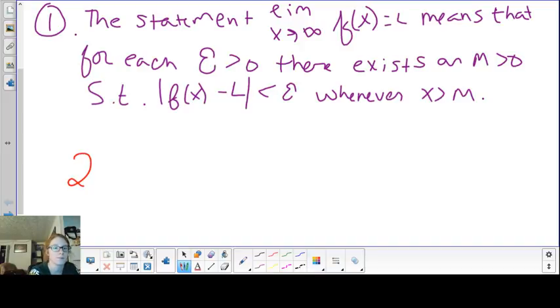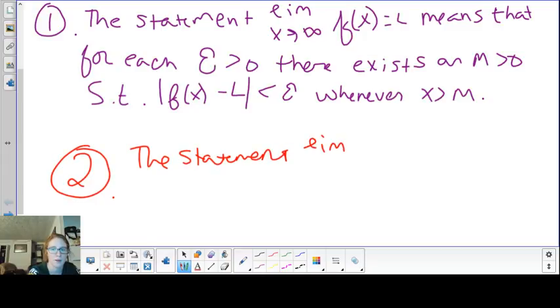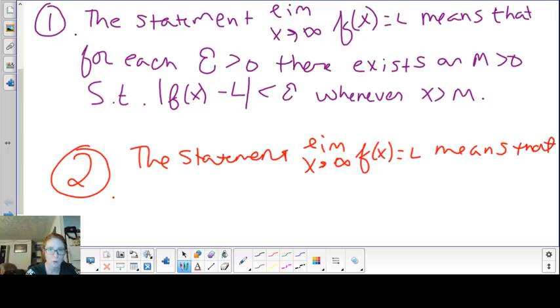Likewise, the statement the limit as x approaches negative infinity of f of x equals L means that, oops, need a negative sign in here. I'm going to approach negative infinity. My bad.